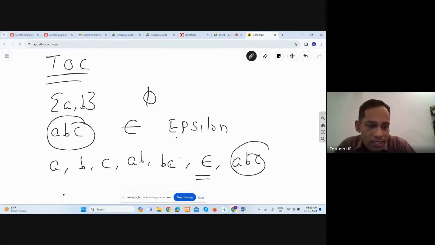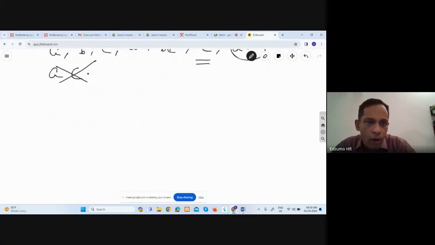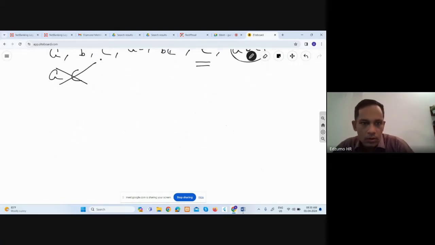And some students wrongly write AC as a substring. AC is not a substring. For a string to be a substring, the characters should appear together. So AC is not a substring. But if it was a set {A, B, C}, then AC would have been a subset, but not for a string.